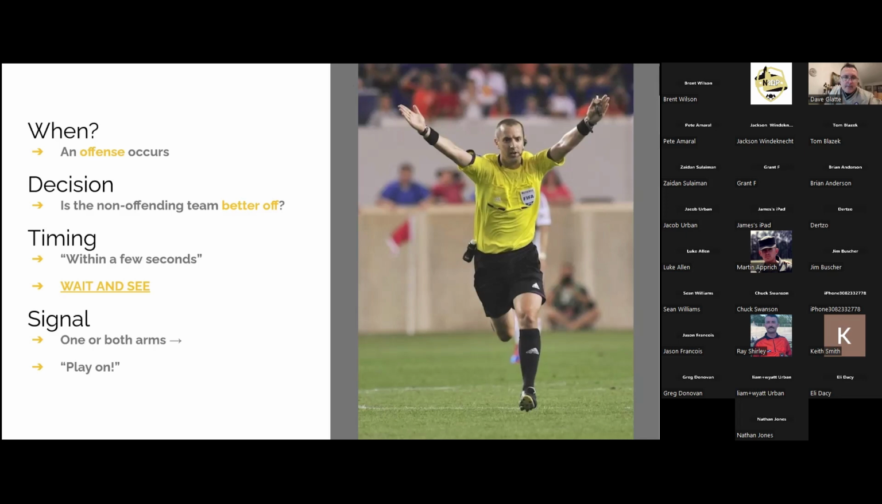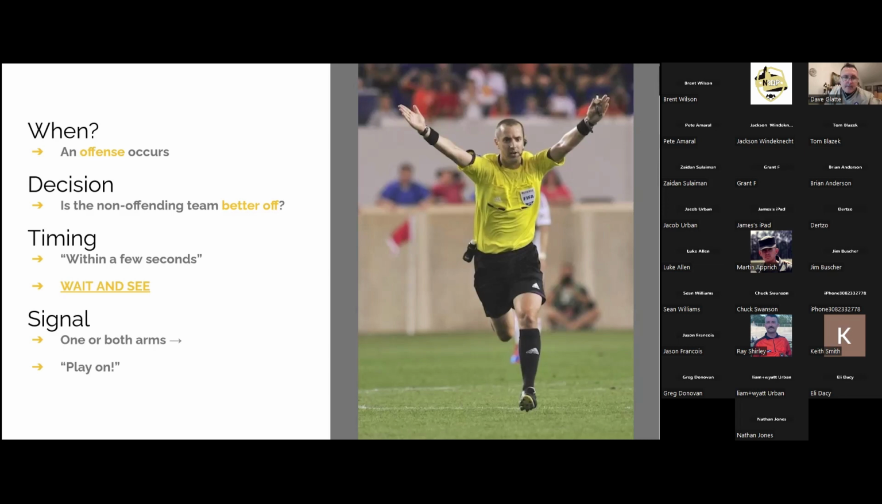As far as the signal for advantage, we've got one example up here on the screen. This is the referee giving the 2-arm version of the signal. This is the original signal for advantage. These days, we also allow a 1-arm version of that, and I do have a video a little bit later that shows a referee giving the 1-arm version. In addition to raising the arms like this, you should also yell out, play on, right?